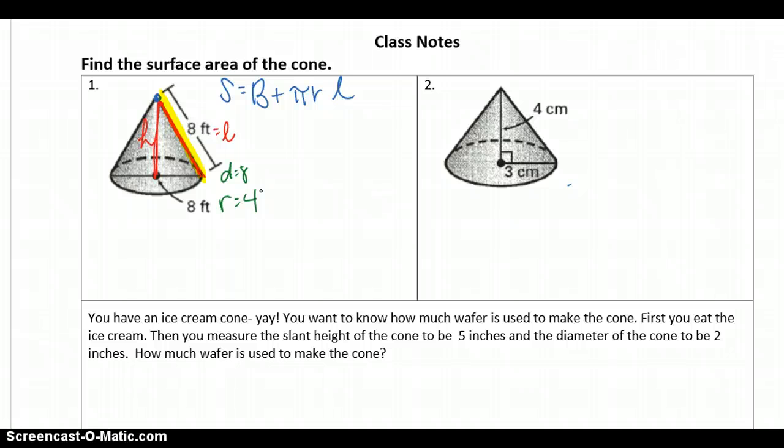So, like Demario said, we have L and we have R. Does someone have a question? No? Okay. So we have L and R, so we need to find capital B, which is the area of our base. Our base is a circle, so what formula do we use for area of a circle? Pi R squared. It is.